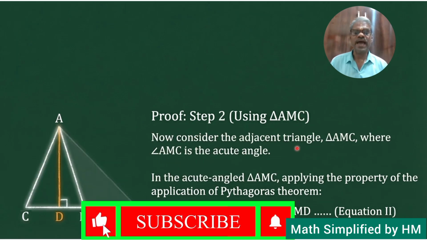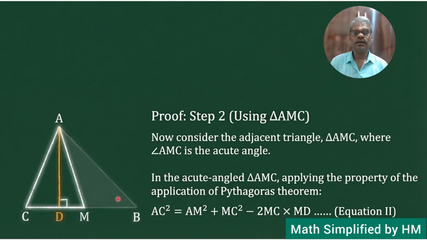Now consider the adjacent triangle AMC, where AMC is the acute angle. In the acute angled triangle AMC, applying the Pythagoras theorem, we get AC² = AM² + MC² − 2MC·MD. Name this as equation 2.